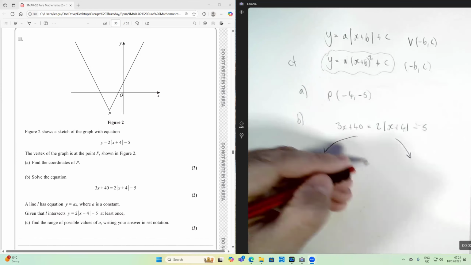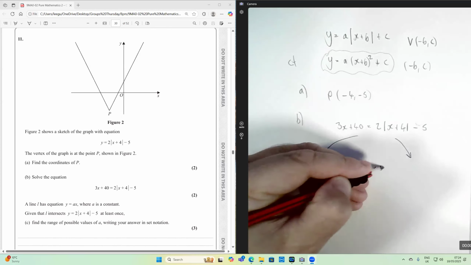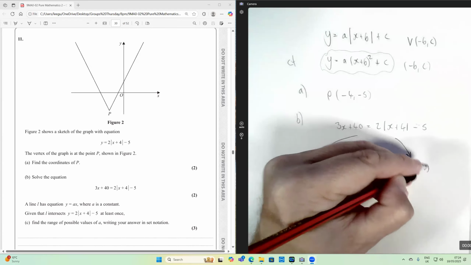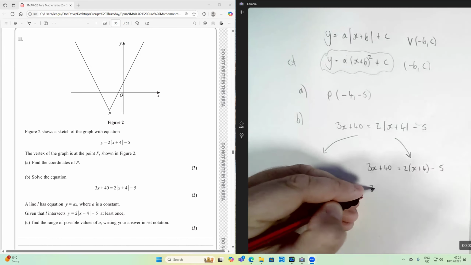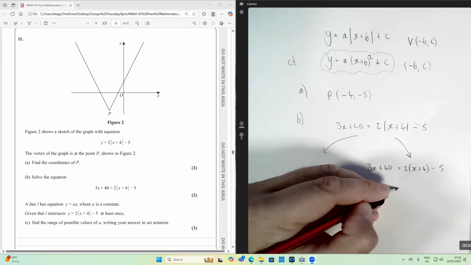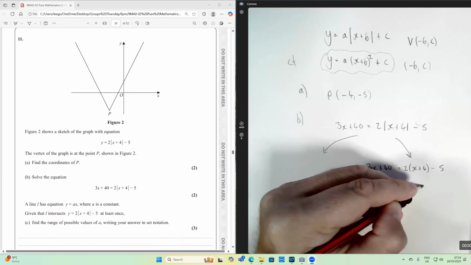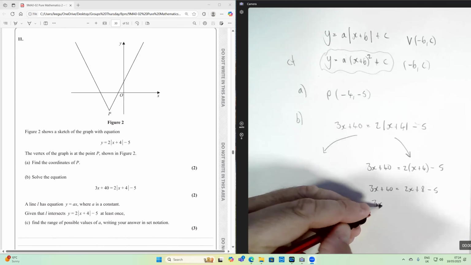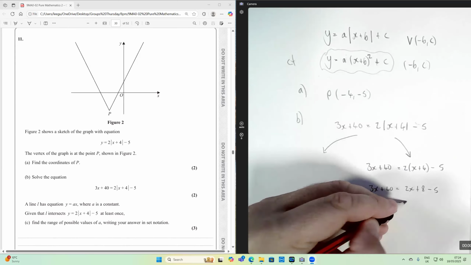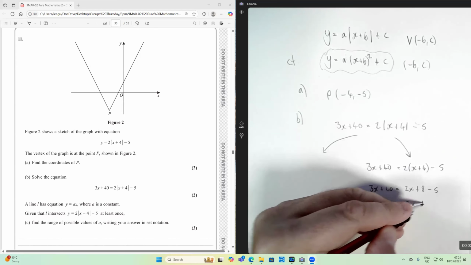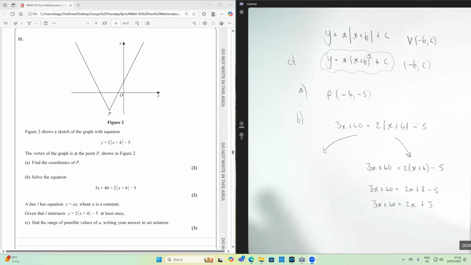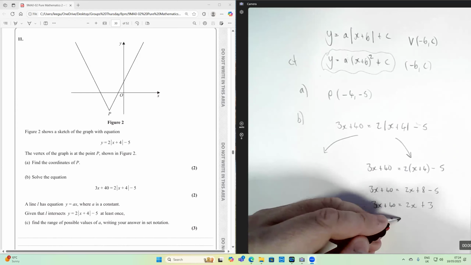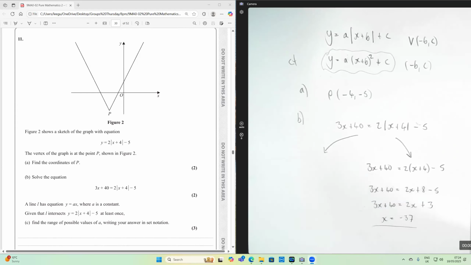So all of that to say, let's solve it first of all with it positive. So we're going to have 3x add 40 is equal to 2 times x add 4 minus 5. So we've got 3x add 40 is equal to 2x add 8 minus 5. So we're going to work this out. So we've got 3x add 40 is equal to 2x add 3. Okay, and then we're going to have that x is equal to minus 37. Okay, so that's one of our solutions.